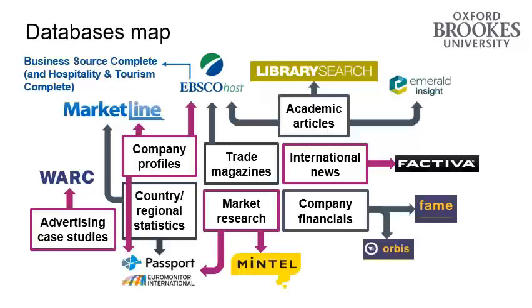This is a little map. It might look a bit overwhelming at the moment, but it's something you can refer back to as you get to know the databases, because it highlights the key strengths of each database, the kind of information that you can find there. So for example, we've got MarketLine, which has some country and regional statistics. It also has company profiles, and we've got other databases that specialize more in company financials. So you can refer back to this map if you want to know where to look for a specific type of information.